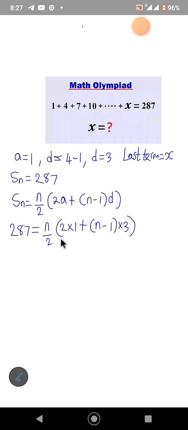Then the next thing we'll do is cross multiply. 287 will multiply by 2, that is 287 times 2. Then we have n, open bracket, 2 times 1, that's 2. Then we use this 3 to open this bracket. 3 times n will give me plus 3n. 3 times minus 1 will give me minus 3. Close our bracket. Then 287 times 2, we got 574.